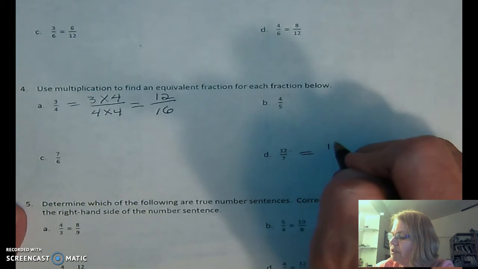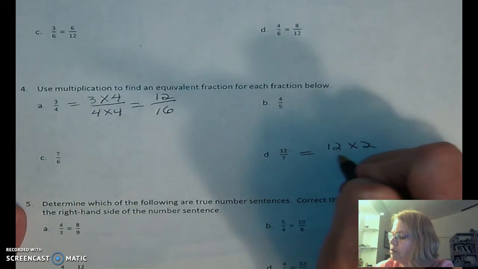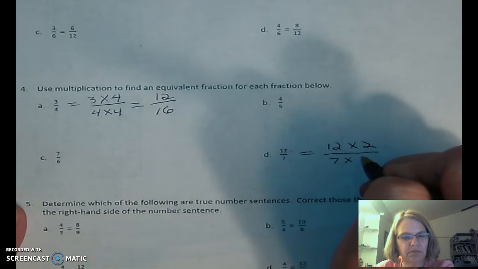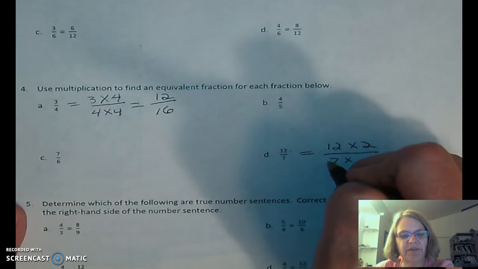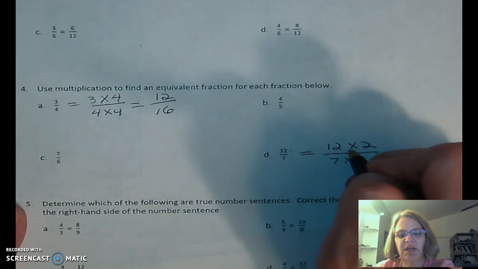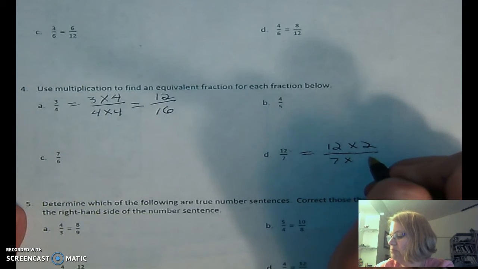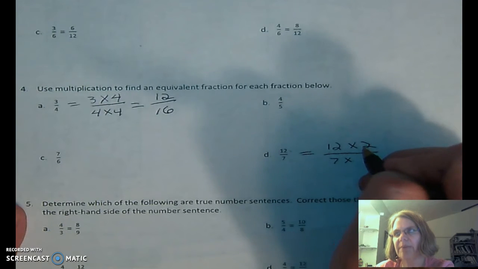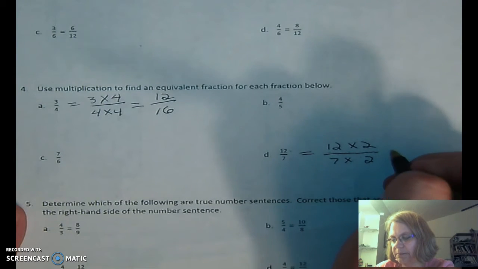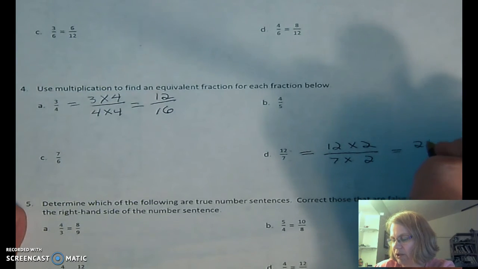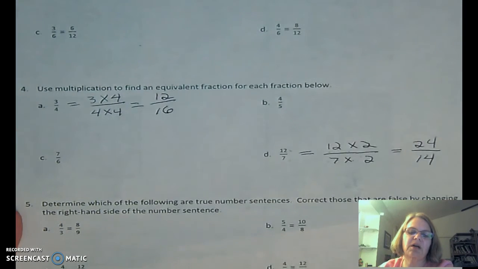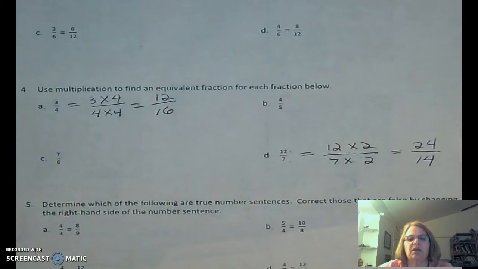So I'm going to just do this times 2. And then the bottom number would be times 2. 12/7, which is 12/7. 12 times 2, 7 times 2. Whatever you do to the top, you have to do to the bottom. You're going to hear me say that a lot in the next coming weeks. So our answer to that one is 24/14.